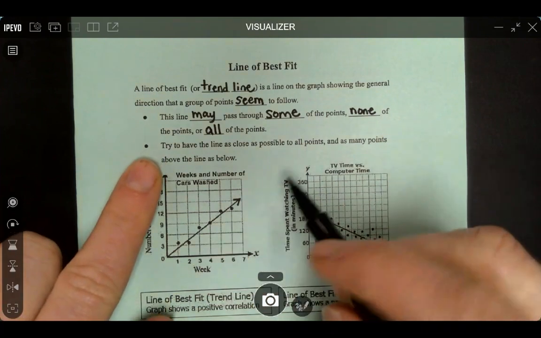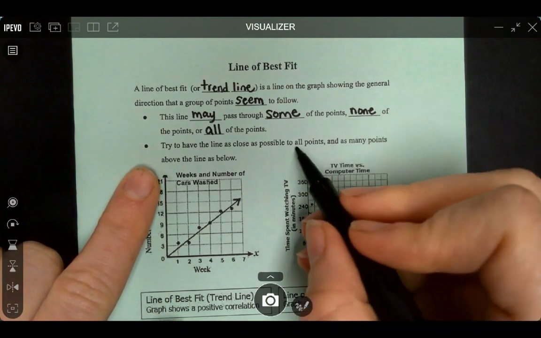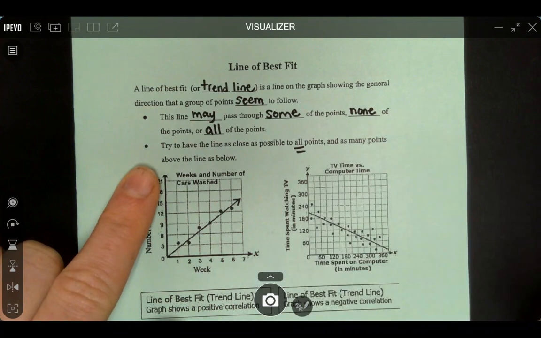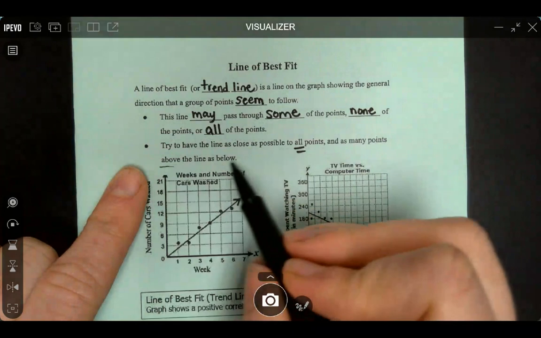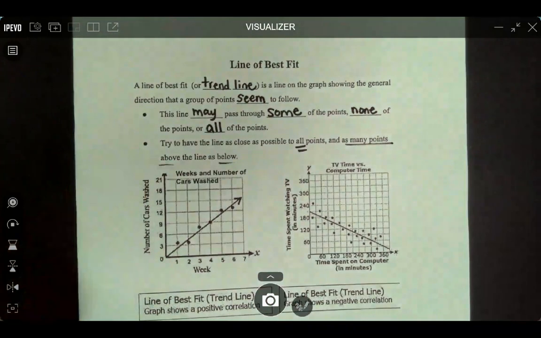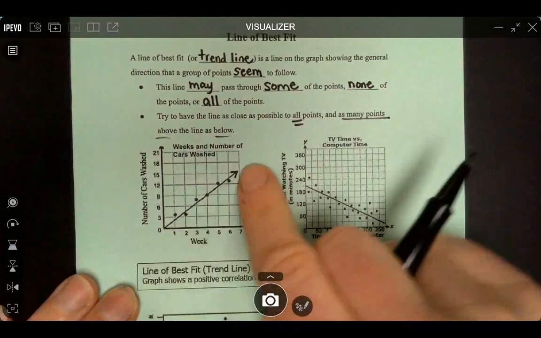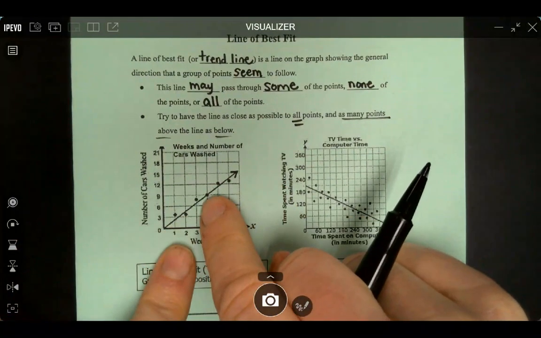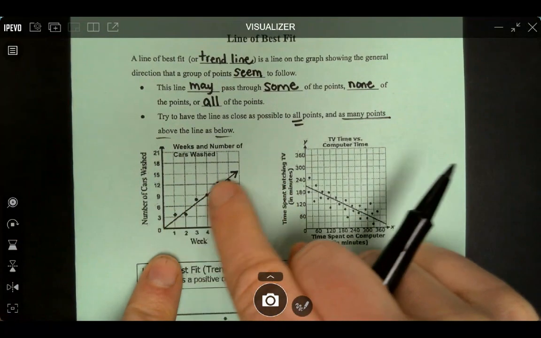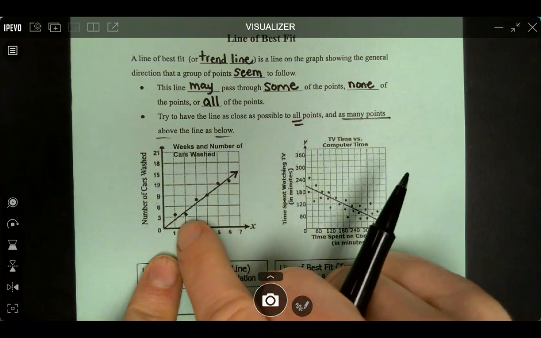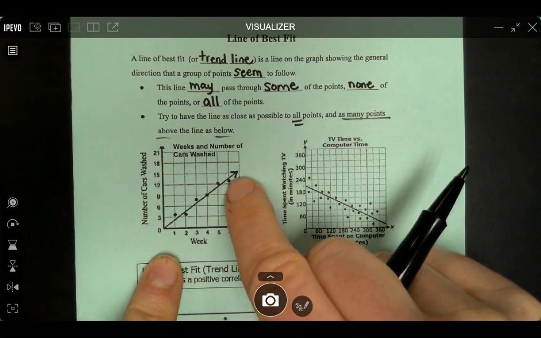Try to have the line as close as possible to all the points and as many points above the line as below. So if you look at this line, it goes through one point. It has 3 points above and 2 points below.